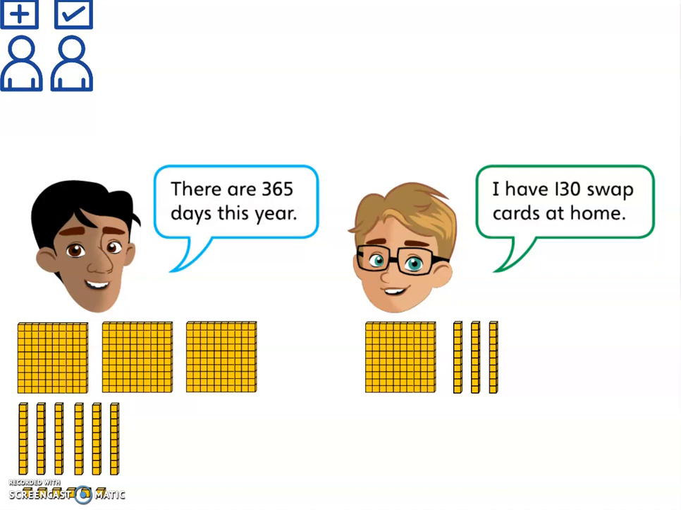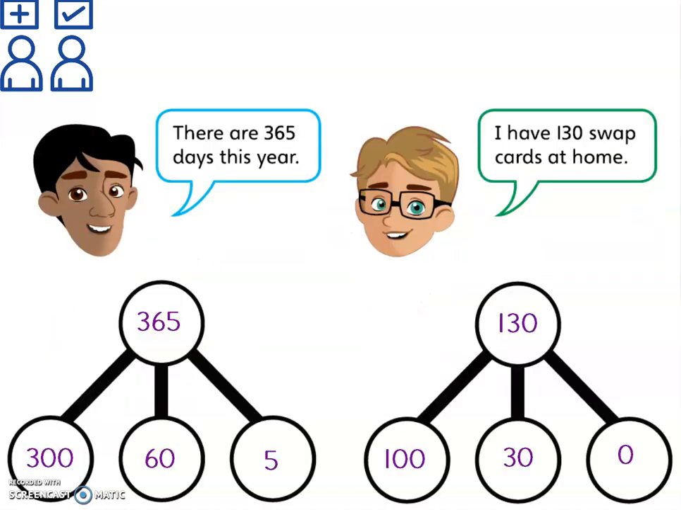Then moving alongside him we can see Bob, and Bob explained that he has 130 swap cards at home, and we can once again see there's 1 lot of 100 and 3 lots of 10, which are 30, so 130. And looking at our abstract part-whole model, we can see that Jim has got his 365, which he's partitioned into 300, 60, and 5, whereas Bob has partitioned his 130 into 100, 30, and 0, because of course he has no 1s in this case.